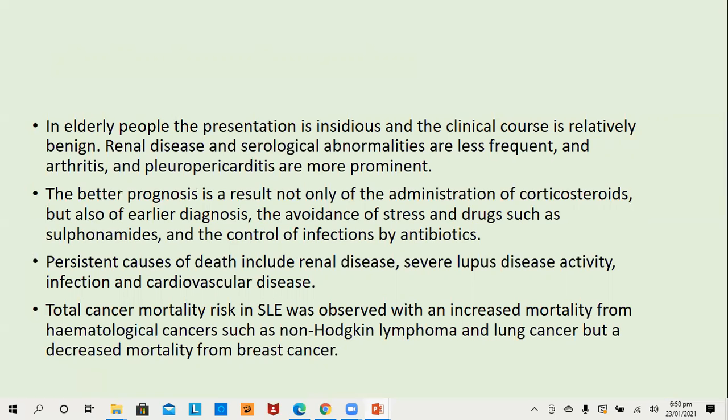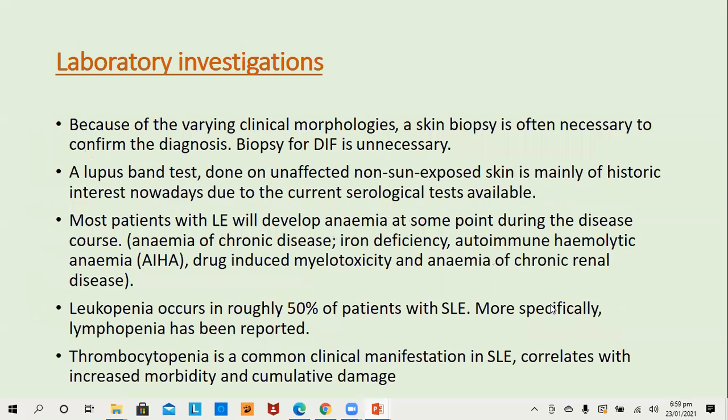Persistent causes of death include renal disease, severe lupus disease activity, infection, and cardiovascular disease. So the causes of death are mainly kidney and heart disease and infections. Total cancer mortality risk in SLE was observed, with increased mortality from hematological malignancies such as non-Hodgkin lymphoma and lung cancer, but decreased mortality from breast cancer.